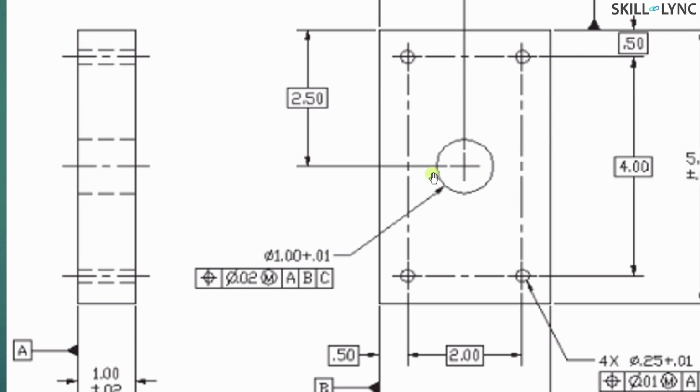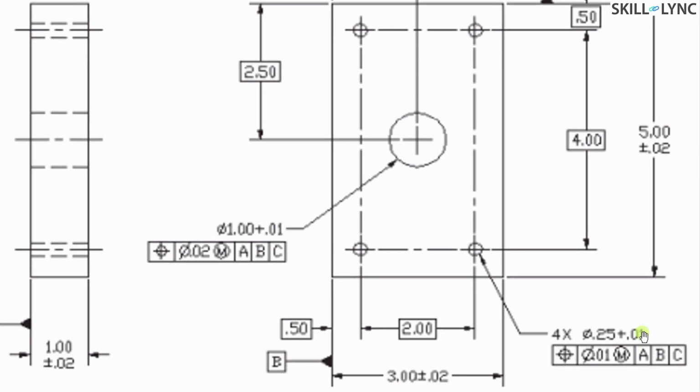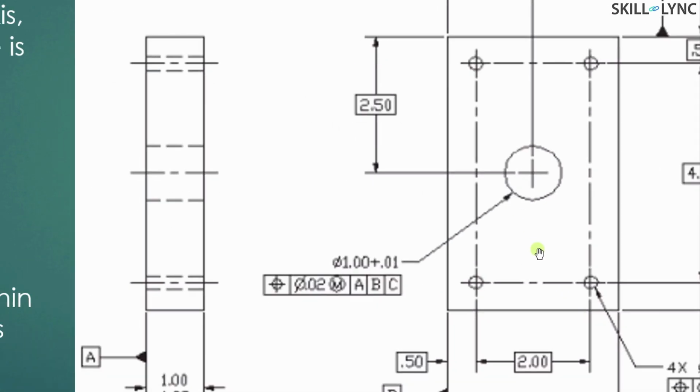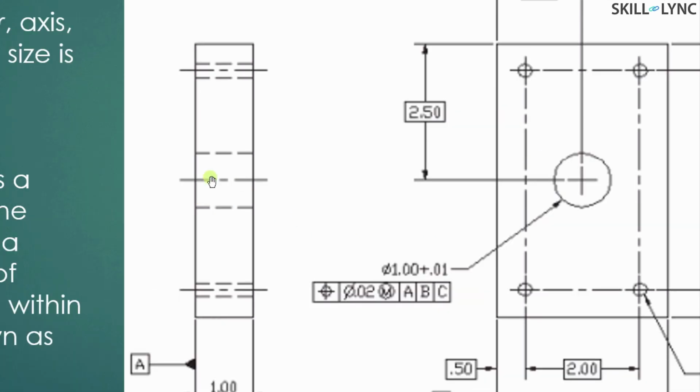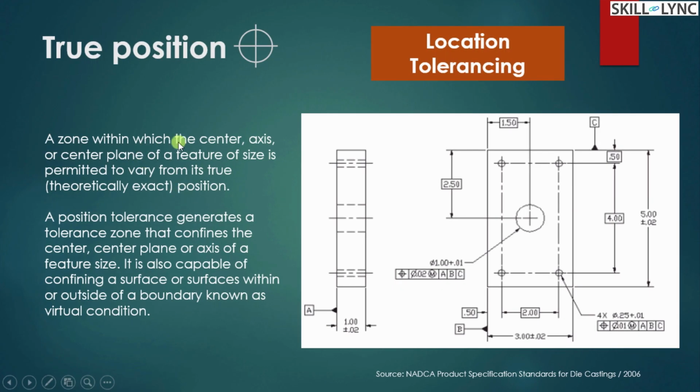Whereas this external hole dimension is controlled by an upper side positive deviation of 0.1 here and here. So this is what controls your position variance. So in essence, this center line that is drawn here in this view can vary only within a zone of 0.02 on either side. So this true position is applied to the center or the axis or center plane of a feature of size. So this is how you are applying the tolerance to the location.